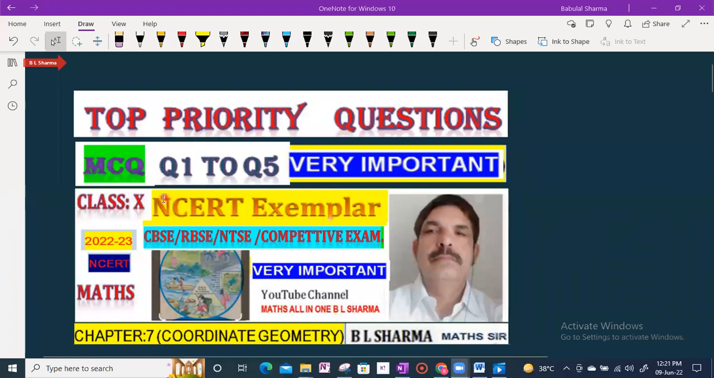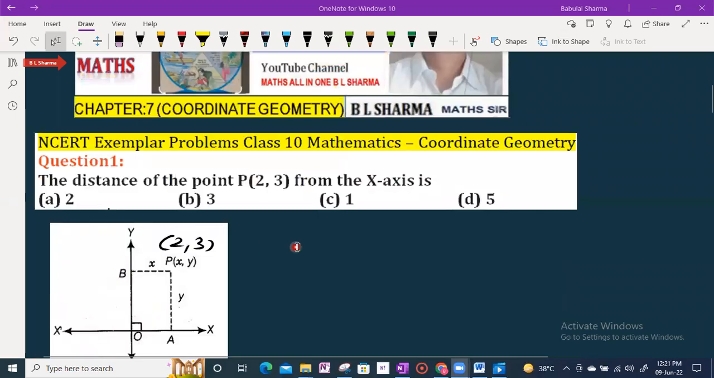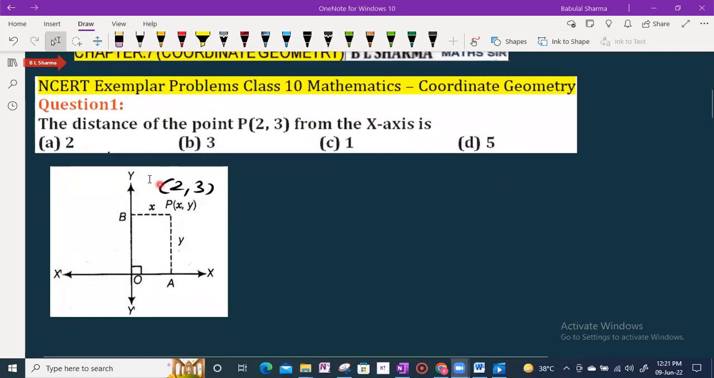Discussing NCERT exemplars from the chapter Coordinate Geometry, class 10th. In this class, I'll be discussing MCQs number 1 to 5. These are top priority questions, means very important questions, right? For CBSE, for RBSE, for NTSE, or for any other competitive examination. Okay, so question number 1 is now on your screen.